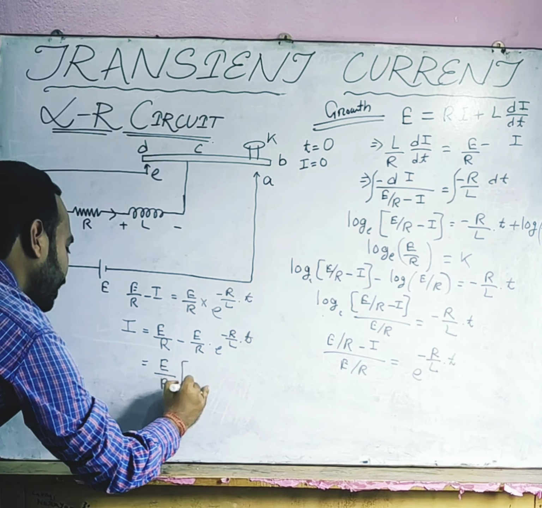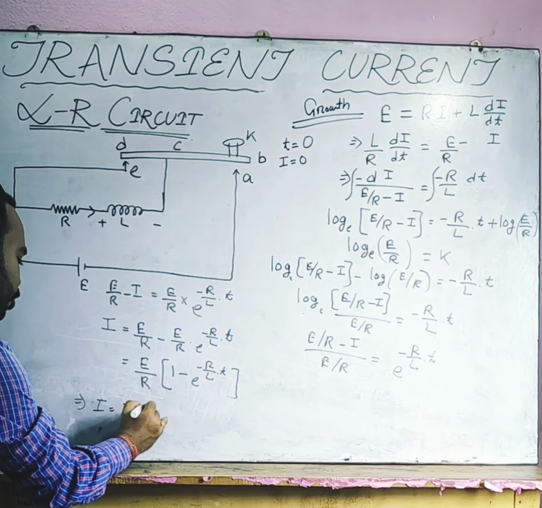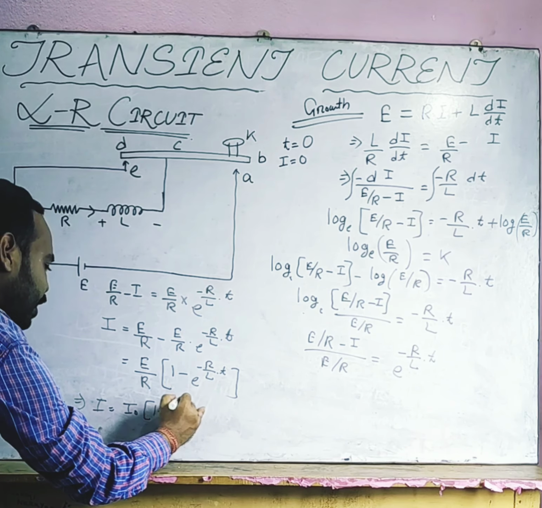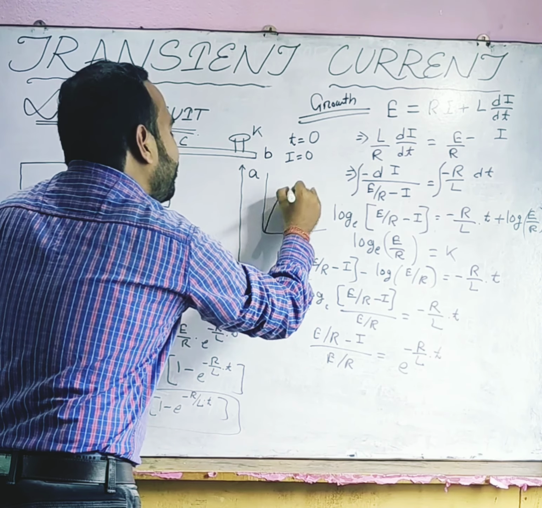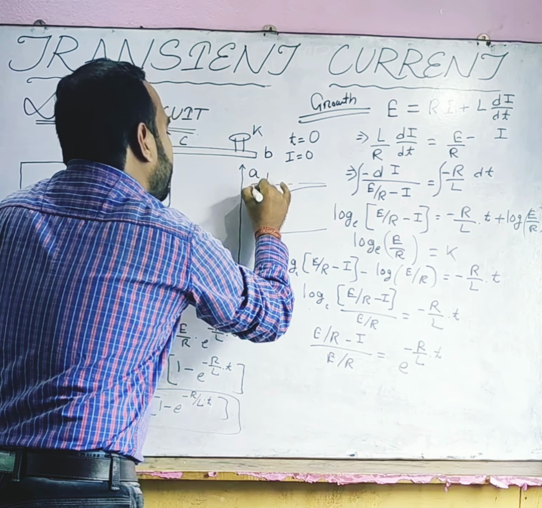Now when the current in the circuit is maximum, the L di by dt term will be equal to 0 and hence E by R will be equal to I0, and that is i equals I0 whole into 1 minus e to the power minus R by L into t. So this is the instantaneous current in the growth process, and if we draw a graph, we can see that the current will increase to a maximum value.